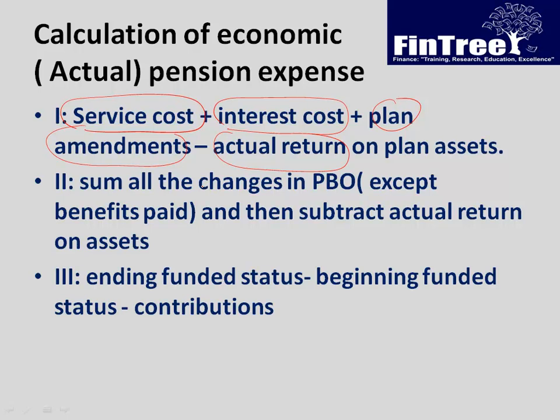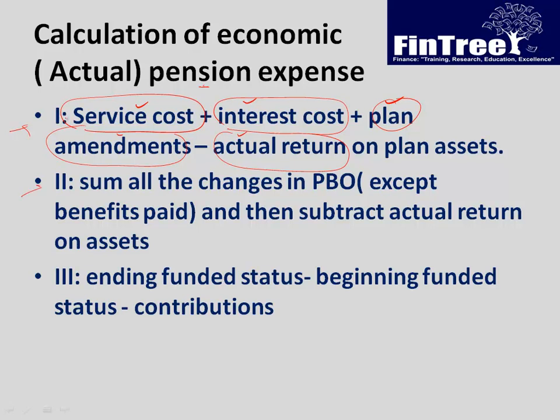Are we done? Do you want me to explain, or can I assume that you've already understood? Part 1, we want to find out the economic cost, or pension cost, or economic expense. Service cost is a true cost, add that to interest. Plan change, so add that cost here, and then reduce the actual return. Okay, so the first one is straightforward.